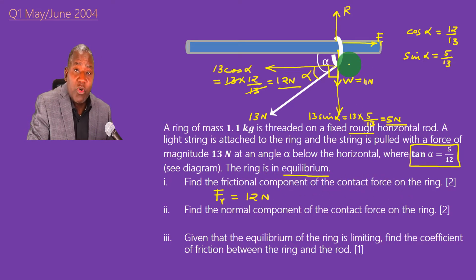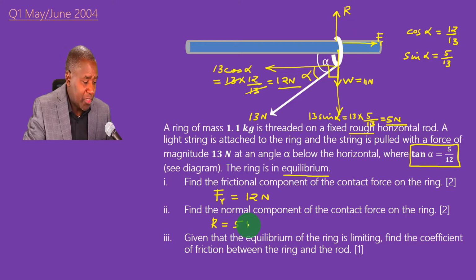Let's look at the normal component of the contact force. The force acting upwards is R. The forces acting downwards are 5 newtons and 11 newtons, which means 16 newtons.